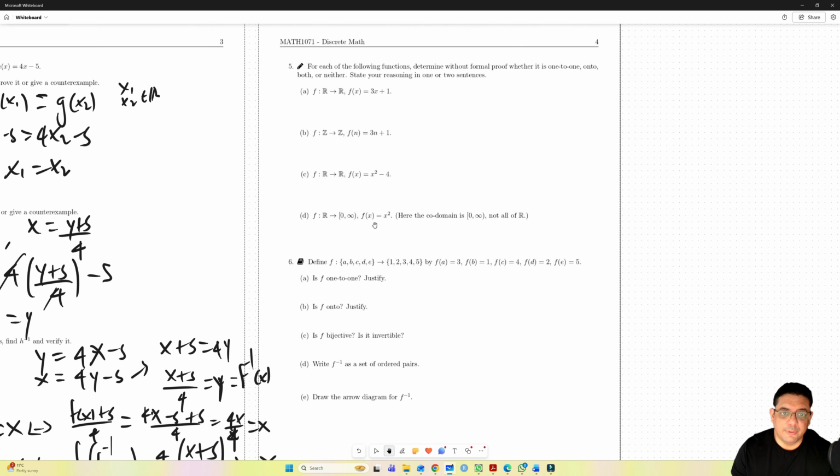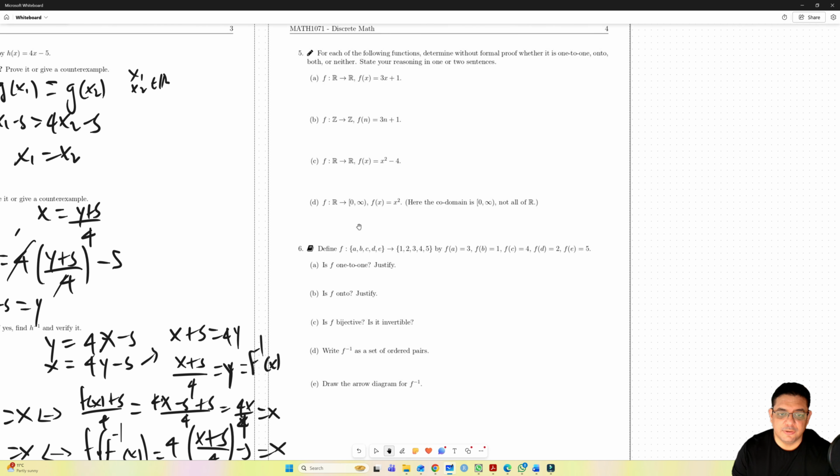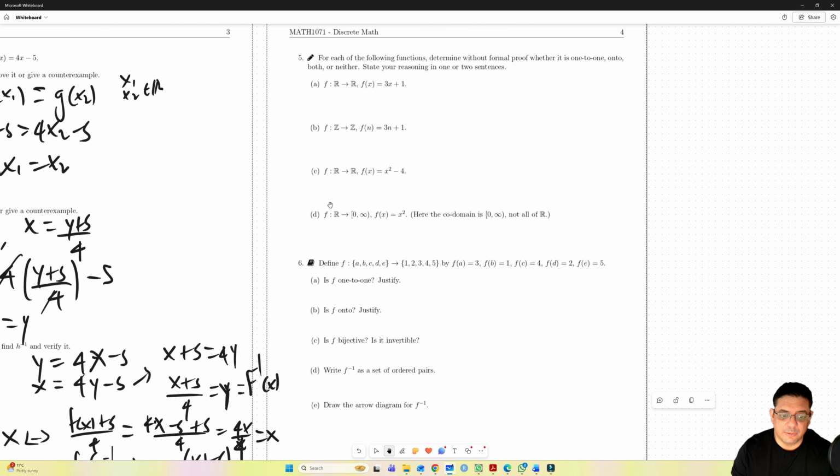But now let's follow with a couple different functions to see if this is going to work out in the same way. So number 5 is, for each of the following functions, determine without a formal proof whether it is one-to-one, onto, both, or neither. So we have f from the real numbers, 3x plus 1. This is going to be one-to-one. It's going to be onto as well. And because it's both, then we're good.